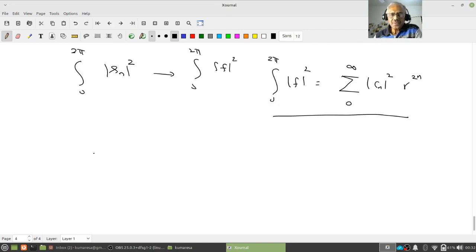If you learn Fourier series, you know what this is. This is the Parseval identity.